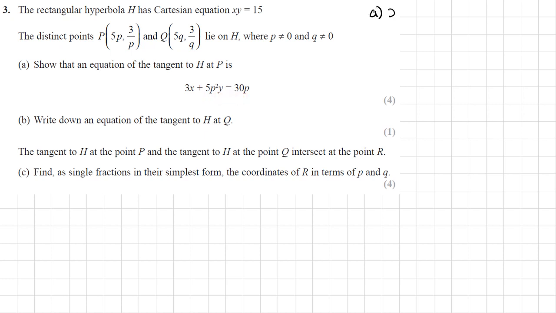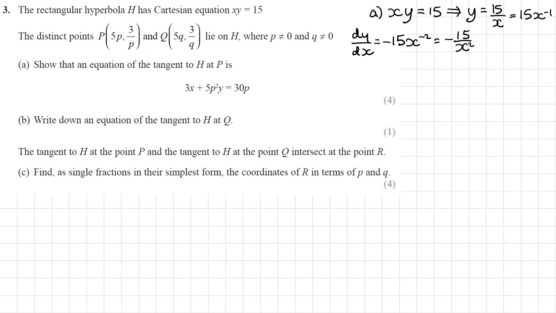So the first thing I'm going to do is to take the equation and rearrange it. I don't have to, because I want to differentiate it. I could actually use implicit, but y is equal to 15 over x, or you could say y is equal to 15x to the power negative 1. So dy/dx is going to equal negative 15x to the power minus 2, which I could also write as negative 15 over x squared. I want the gradient at point P, which means the gradient when x is equal to 5p.